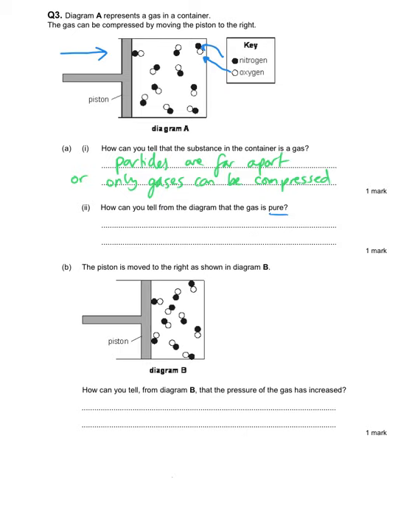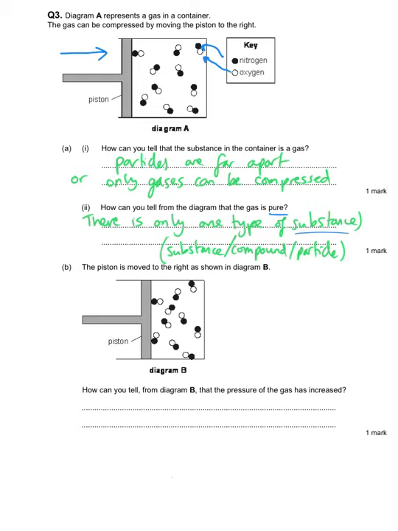Now, pure means that there is only 1 substance present. And that's what we've got here. There's only 1 type of substance. And I've just written underneath 3 alternative words that you could use instead of the word substance. So you could say substance, or you could say compound, or you could say particle. You don't need to say all 3. That slash means either of these is equally good.